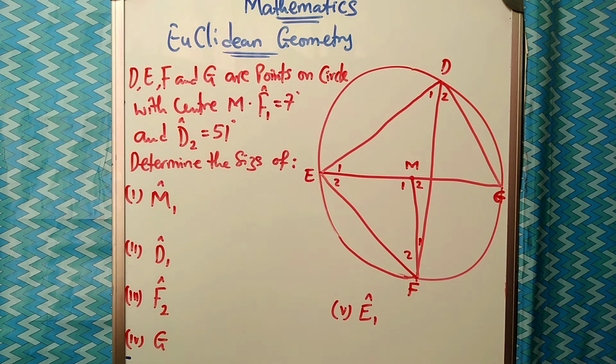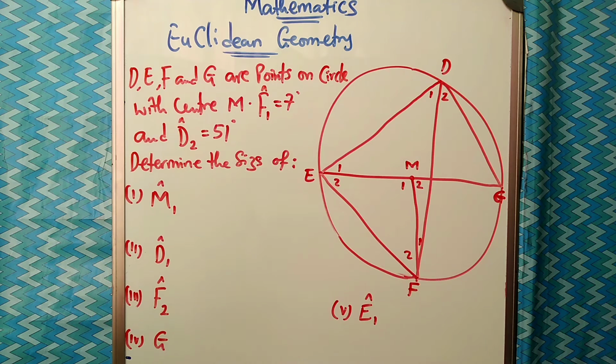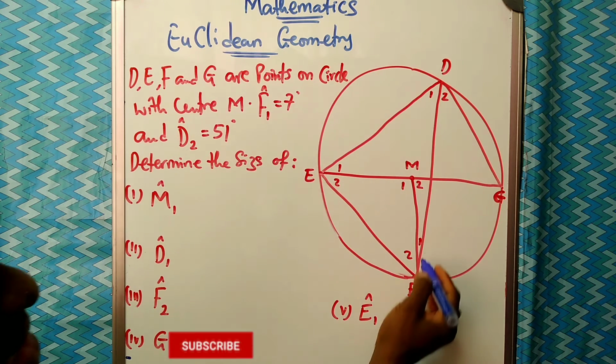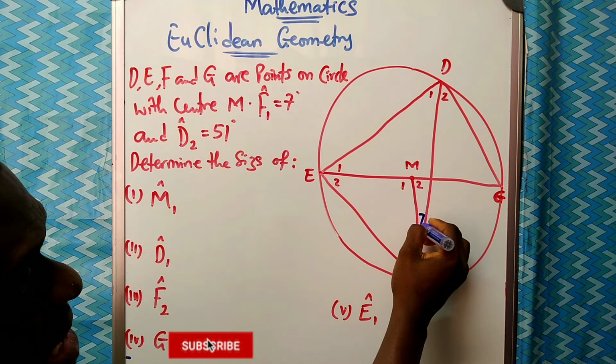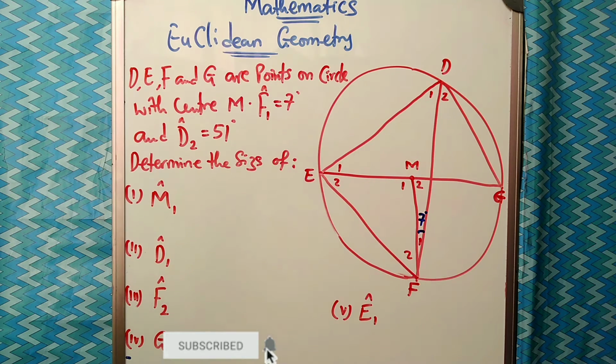And the question says D, E, F, and G are points on circle with center M. We can see the center M. Angle F1 is 7. This is F1. So let's put our 7 there, 7 degree. This angle is 7 degree.